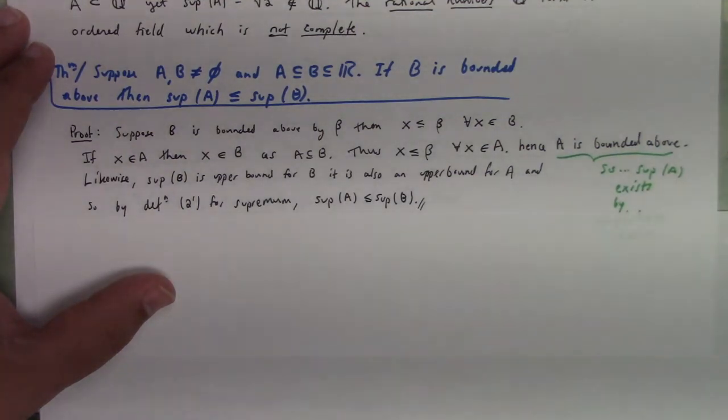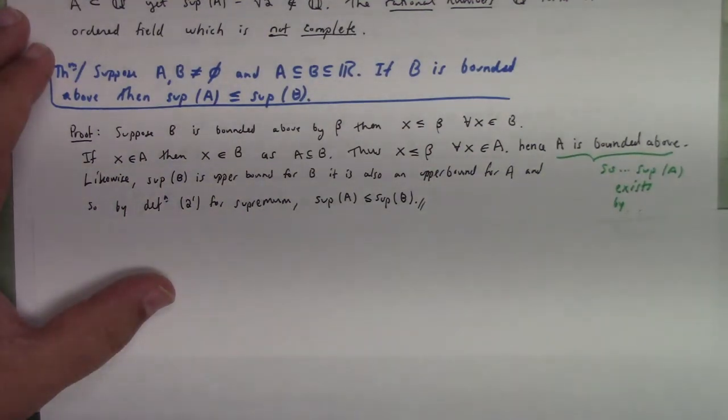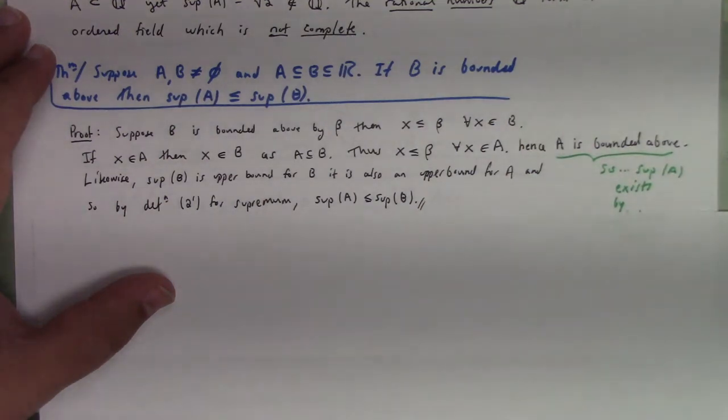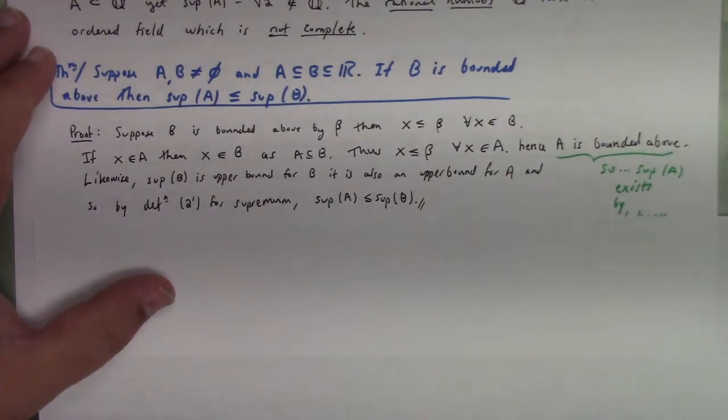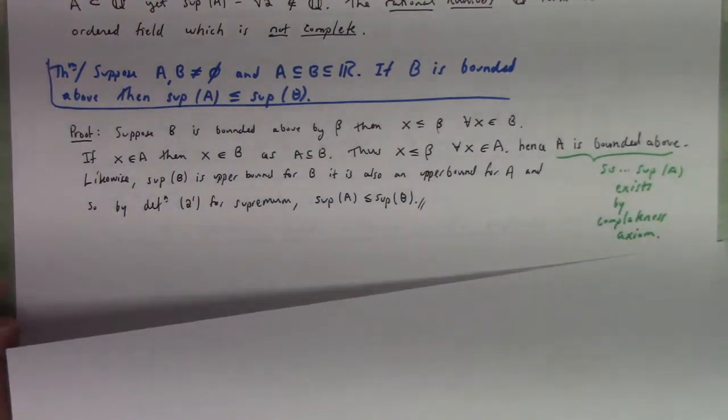So since the supremum of B is an upper bound for A, and the supremum of A is the least upper bound, it follows that the supremum of A is less than or equal to the supremum of B, essentially by definition of supremum.